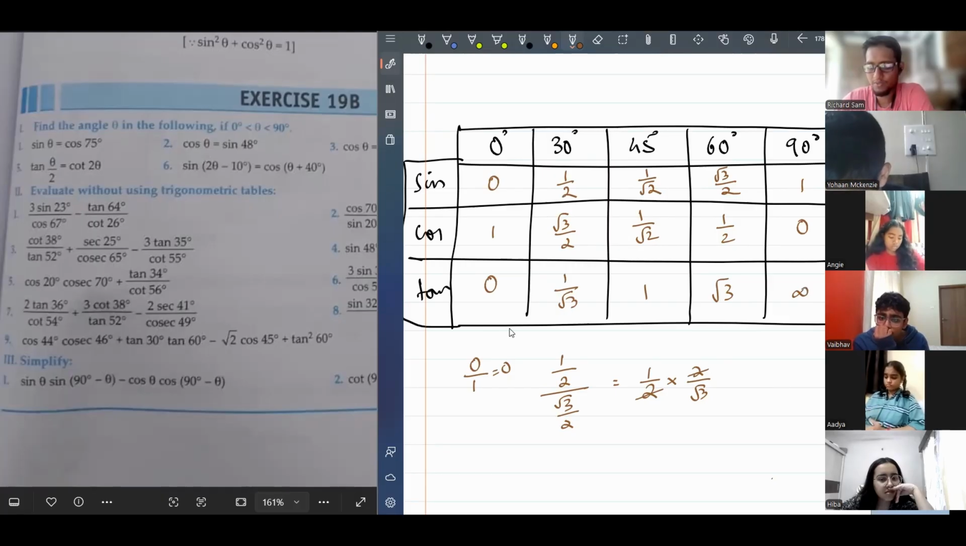Okay, these are the values for tan. You see the values are ranging from 0 till infinity. The smallest value is 0. The biggest value is infinity. The middle value is 1. 1 upon root 3 is smaller than 1, and root 3 is bigger than 1. So it's an increasing order. Is that clear, everyone? Learn the values of tan. Write it down.